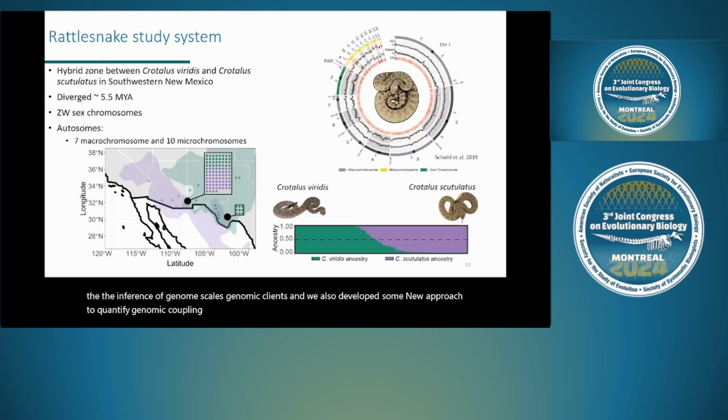A quick presentation of our study system. It's a hybrid zone between Crotalus viridis and Crotalus cerberus in southwestern New Mexico. We can see the map of the southwestern United States here in the bottom left. They diverged about 5.5 million years ago. They have ZW sex chromosomes, and in terms of autosomes, they have 7 macro and 10 micro chromosomes. Here in the bottom right, you can also see our structure plot. You see a pretty smooth transition from one parent to another, meaning that our sampling represents the whole gradient of hybrid index that you can find in this hybrid zone.